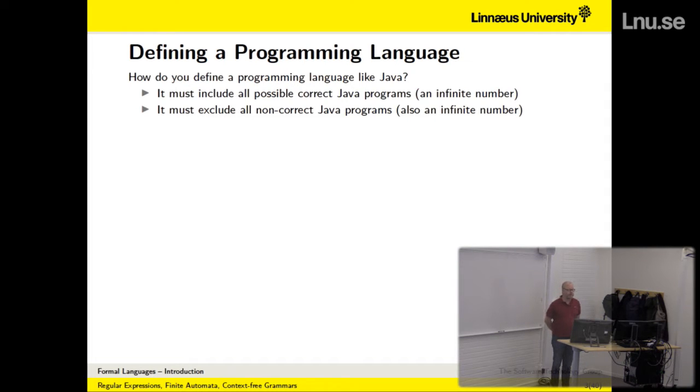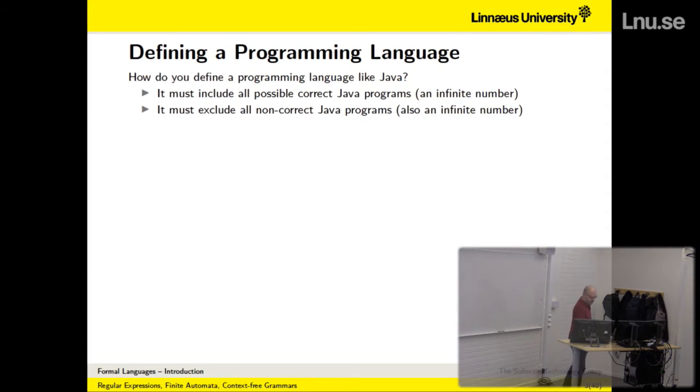Defining a programming language. How would you define a programming language like Java? If I asked you, how would you start? It must include all possible correct Java programs, an infinite number of them. It must exclude all non-correct Java programs, also an infinite number. You should specify what is a Java program. How would you proceed?